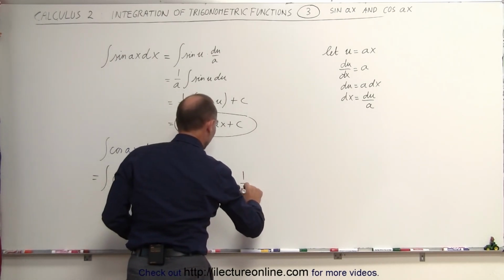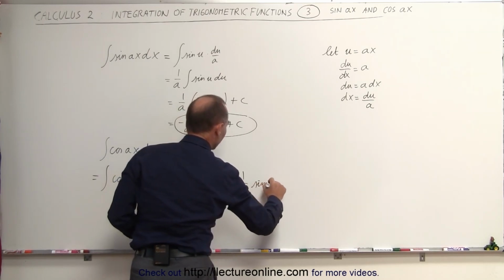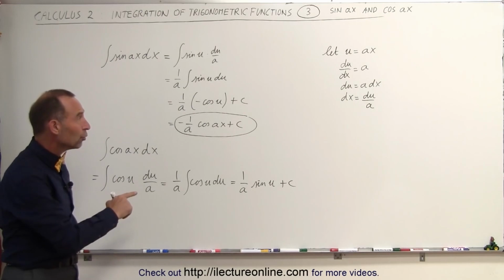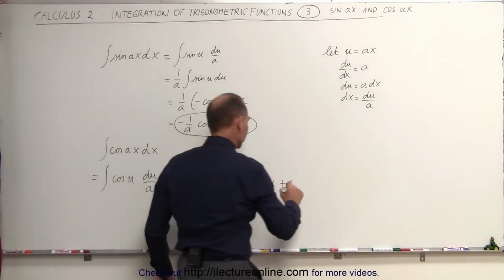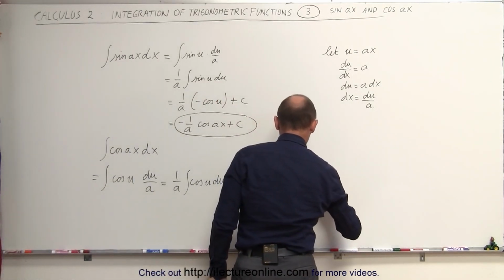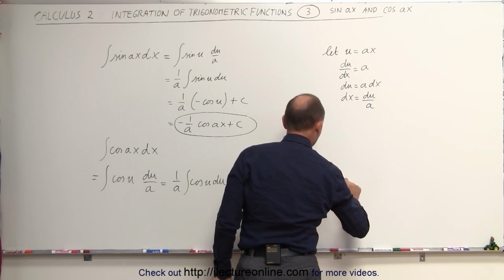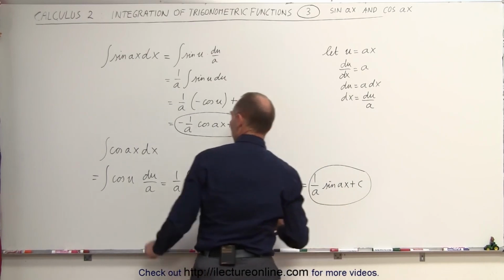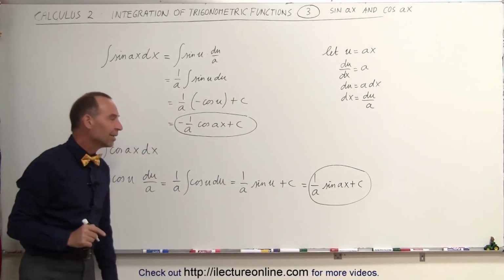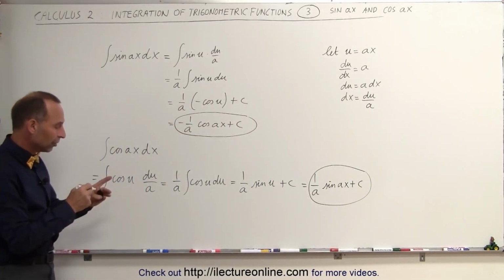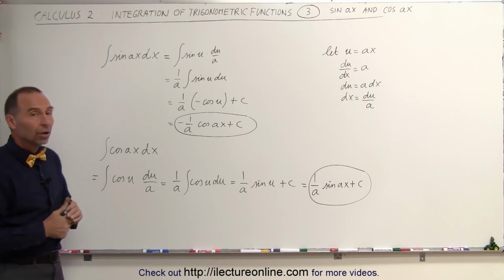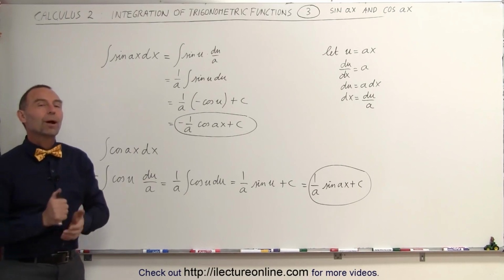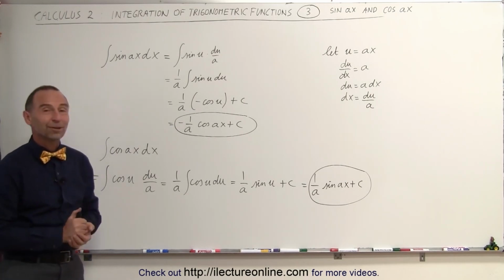This is equal to 1 over a times the sine of u, but we still need a constant of integration. And finally, we replace u back with ax, what u is equal to. This is equal to 1 over a times the sine of ax plus a constant of integration. And this is the integral of the cosine of ax dx. So if we have, other than an x, just a simple angle, a constant times the angle, we need to use the method of substitution to come up with the proper integrals. And that's how it's done.